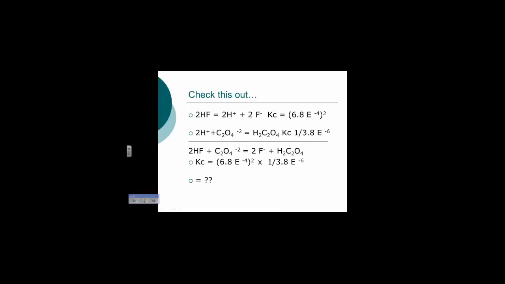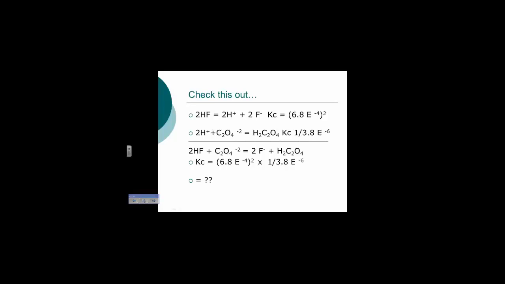When we add the equations together, we multiply the Kc values. So the first elementary reaction had a Kc of 6.8 times 10 to the negative fourth, now squared because we've doubled our coefficients, times the reciprocal of the original Kc from elementary reaction number 2, 1 divided by 3.8 times 10 to the negative 6. When adding 2 equations together, we multiply their Kc's.